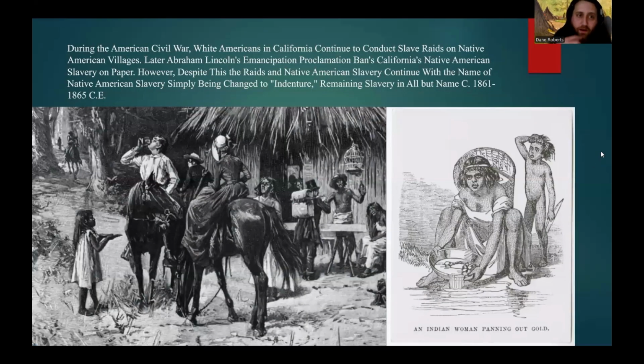Then during the American Civil War, white Americans in California would continue to conduct slave raids on Native American villages. Of course, later Abraham Lincoln's Emancipation Proclamation would ban California's Native American slavery, at least on paper. However, despite this, the raids and Native American slavery would continue, with the name of Native American slavery simply being changed to indenture, remaining slavery in all but name.